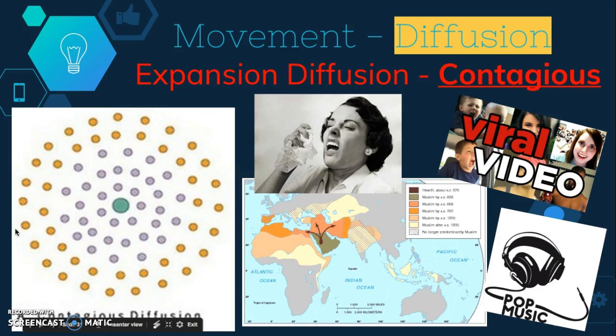So contagious. Think about things like the common cold, right? Popular music, viral videos. I gave you an example of fidget spinners earlier. And here I have the spread of Islam. So you can see a real world example on a map.